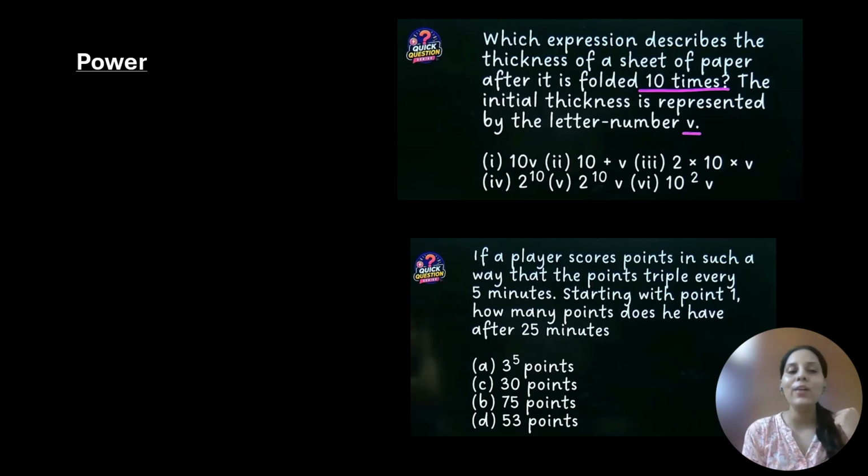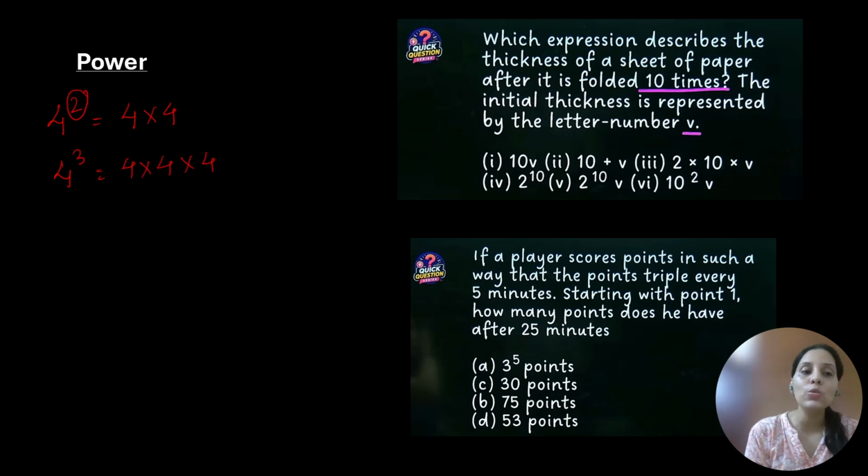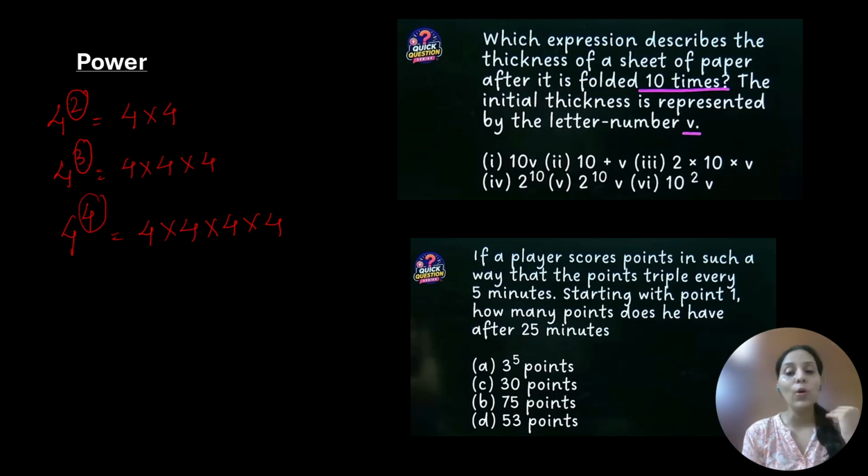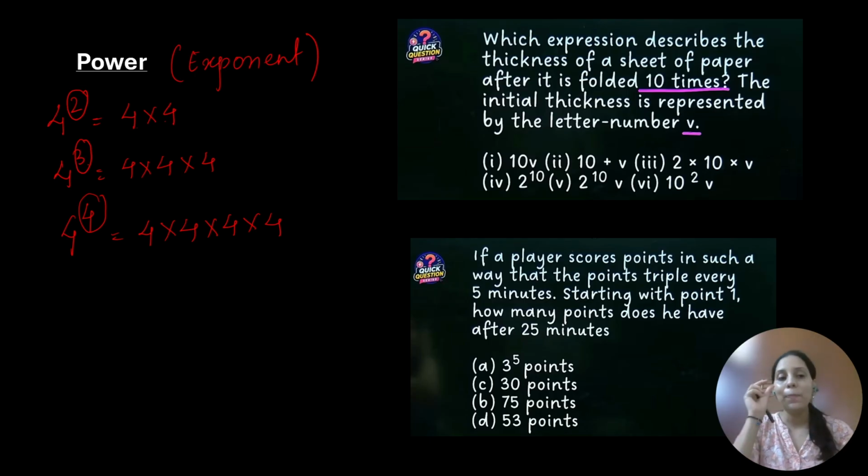Now, in the first chapter, we have already learned square and cube. So if I write 4 square, this means 4 into 4, and 4 cube means 4 into 4 into 4. If I write 4 power 4, it means 4 is repeated 4 times. So square, cube, power 4, these are all known as powers. It can also be called the exponent. So power and exponent both mean the same. The number at the top is known as the power.